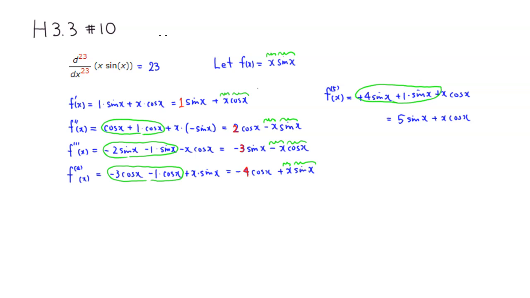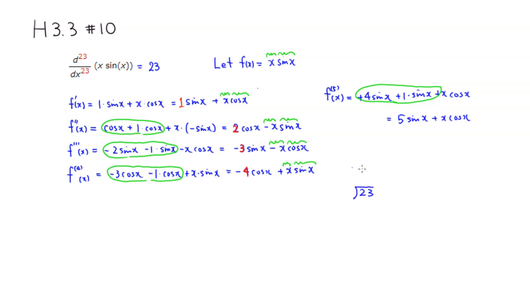And then let's see the pattern here. You have a sine, cosine, negative sine, negative cosine. Then it's going to go back to sine, which is the same. Then, of course, the derivative is going to be cosine, negative sine, and negative cosine. So we have this cycle of 4 going. It repeats itself. So we have a 23rd derivative.